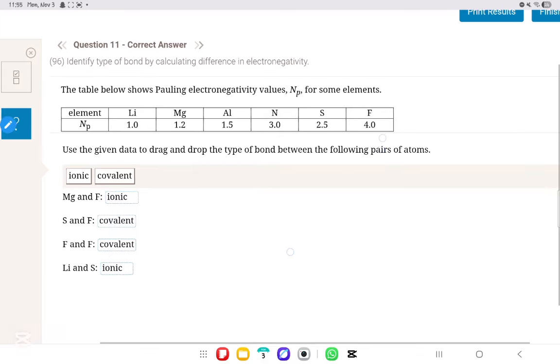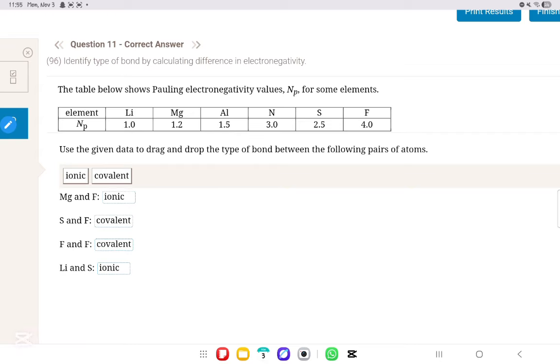Use the given data to drag and drop the type of bond between the following pairs of atoms. So first of all, you need to find the change in electronegativity, so delta EN. Mg and F, it is, what's 4 minus 1.2? It is 2.8, so it's greater than 2, so it's ionic. S and F, so 4 minus 2.5, that's gonna be 1.5, so it's covalent. F and F is definitely covalent at 0.